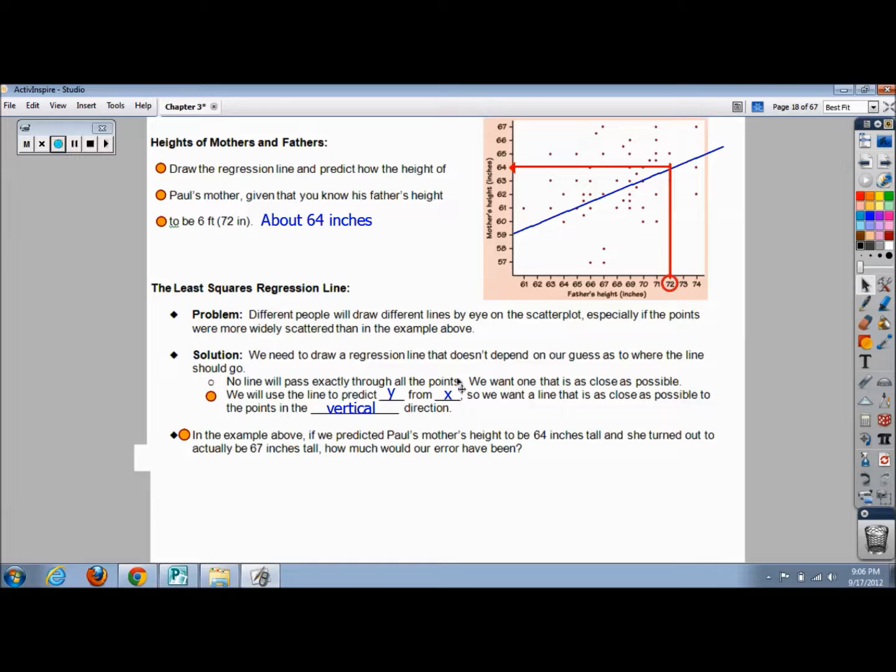Now, no line will pass through exactly all your points. That's a given here. You would have to have a crazy line that would go and hit all of these points, and then it wouldn't be a linear relationship at that point. Well, we want one that's going to fit as best as possible, that's going to produce the least sum of squares of all those squares that we could draw to our regression line. And that's why we want to predict y from our x. If we can use our horizontal axis to predict our vertical axis values, then we want a line that is as close as possible to the points in the vertical direction. And if you notice, that's why I was going up or down in the vertical direction to make those squares.